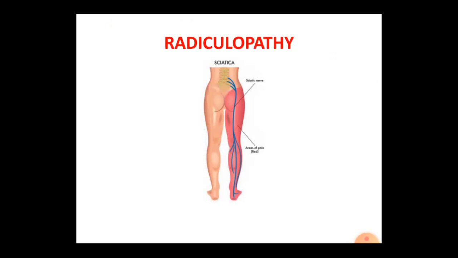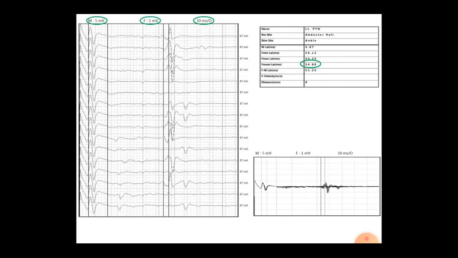Now what about this? So that is radiculopathy. Radiculopathy means throughout the nerve is not having any damage, but it is getting compressed somewhere. Let us see. So for that we have F wave. So you can see that on the left side you have M wave. After that on the right side in the graph you can see you have F wave.